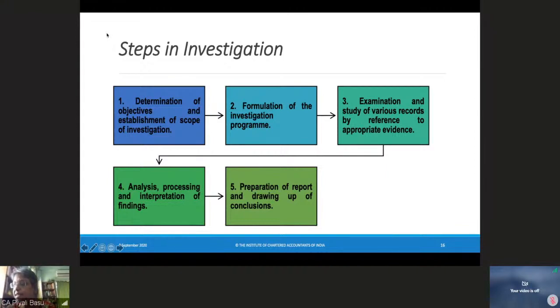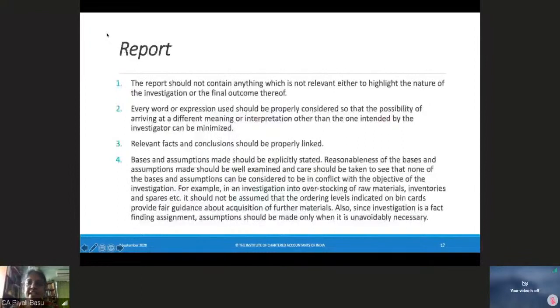Okay. So that's analysis, and then we come to the report. The report should not contain anything which is not relevant, either to highlight the nature of the investigation or the final outcome. Therefore, we should not be talking about extra things. We should stick to our scope of work and to the point. Every word or expression used should be properly considered so that the possibility of arriving at a different meaning or interpretation other than the one intended by the investigator can be minimized.